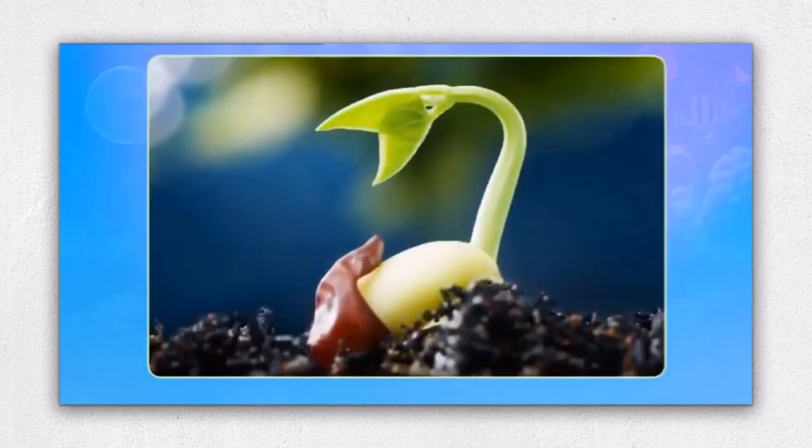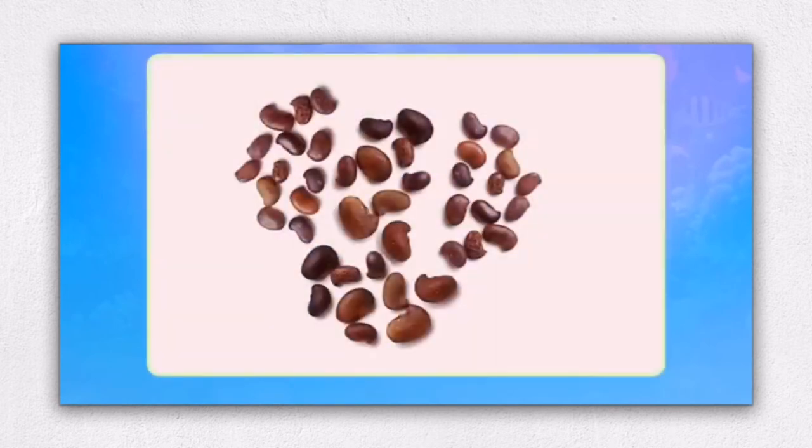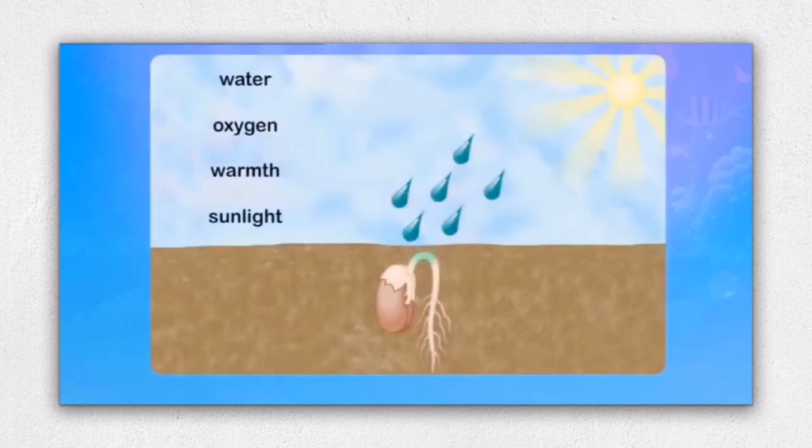Seeds don't start germinating the moment they detach from the parent plant. Sometimes, they remain dormant, that is, inactive, for months, even years. They start germinating only when conditions are favorable for the seed to grow.